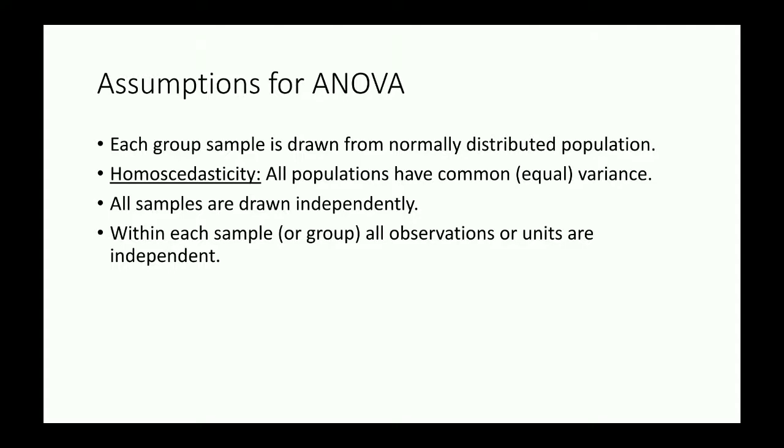However, for testing homoscedasticity also, you have to see the relevant values. All samples are drawn independently. Very important. The samples which you are comparing with each other should be drawn independently. They should not be paired with each other. Then within each group or sample, all observations or units should be independent. Every unit, every element in each group should be independent of each other. It is also an important assumption of ANOVA.